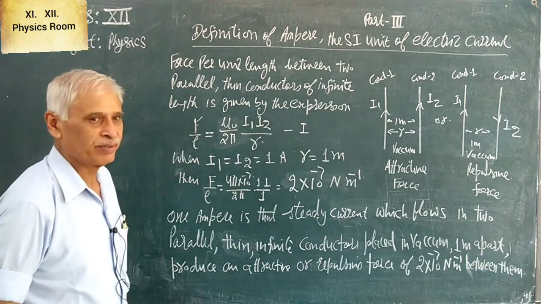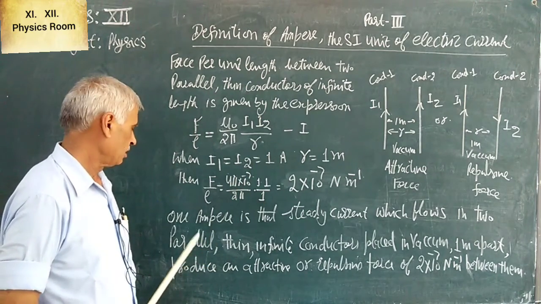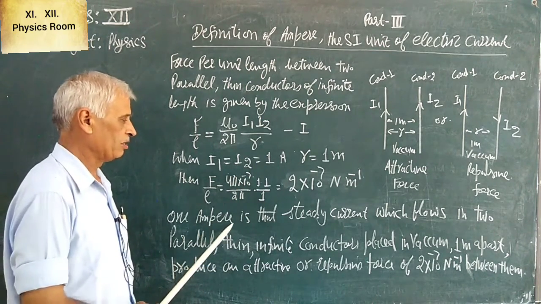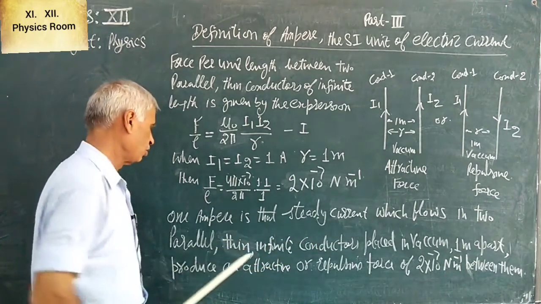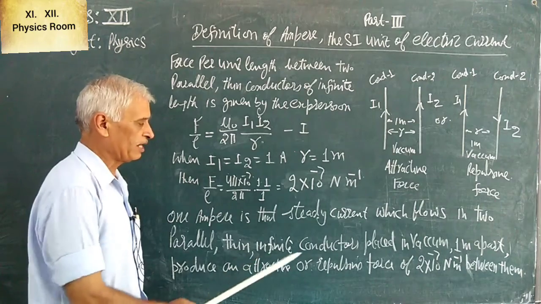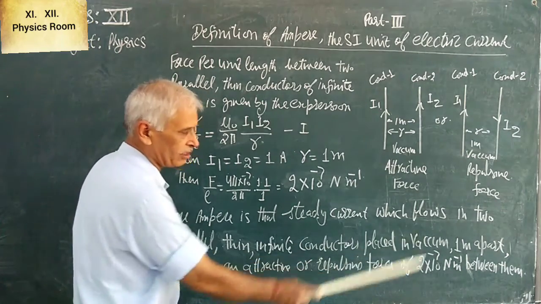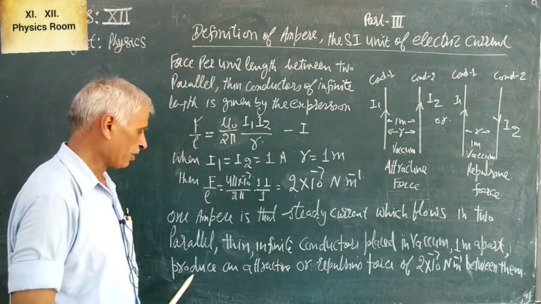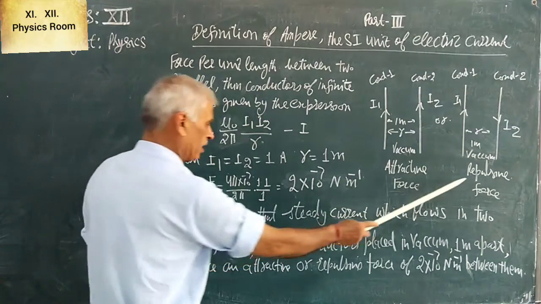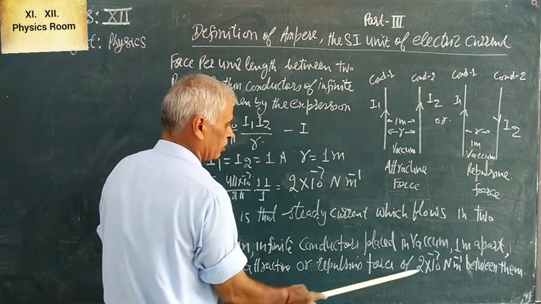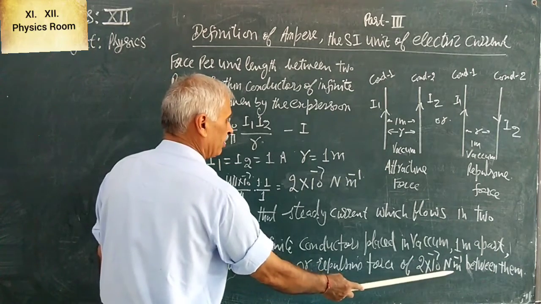Now we define ampere on this data. Now 1 ampere is that steady current which flows in two parallel thin infinite conductors placed in vacuum 1 meter apart, and produces an attractive or repulsive force of 2 into 10 raised to power minus 7 Newton per meter between them.